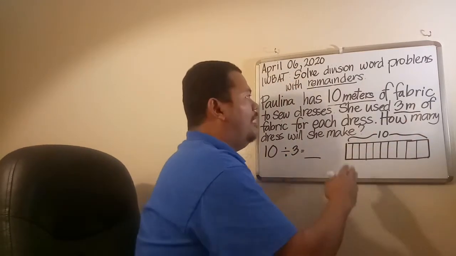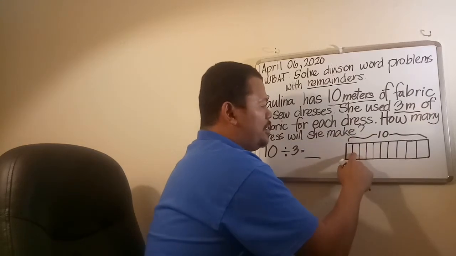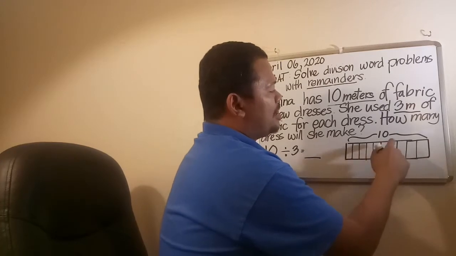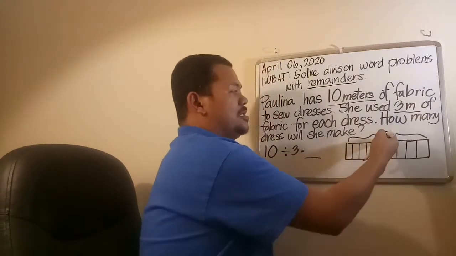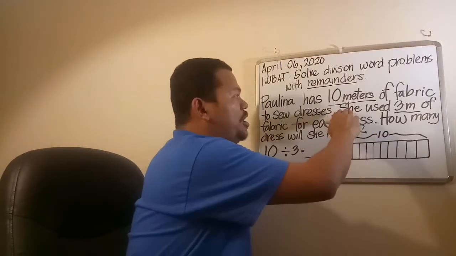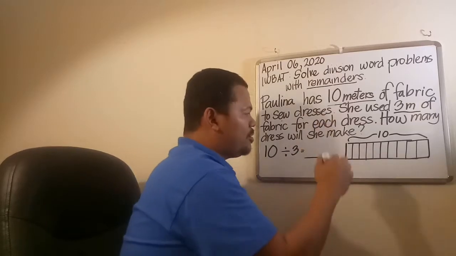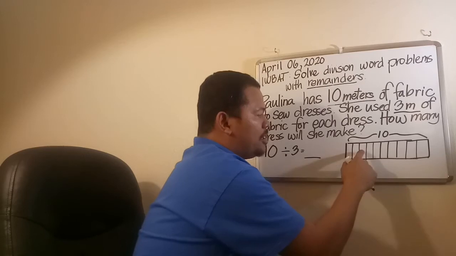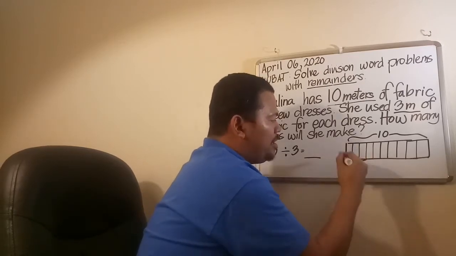So let's count now our fabric of 10 meters. 1 meter, 2 meters, 3 meters, 4 meters, 5 meters, 6 meters, 7 meters, 8 meters, 9 meters, 10 meters. Now we got 10 meters. She used 3 meters of fabric for each dress. So let's try to find out. 1 meter, 2 meters, 3 meters. Okay, so this one here is 3 meters.